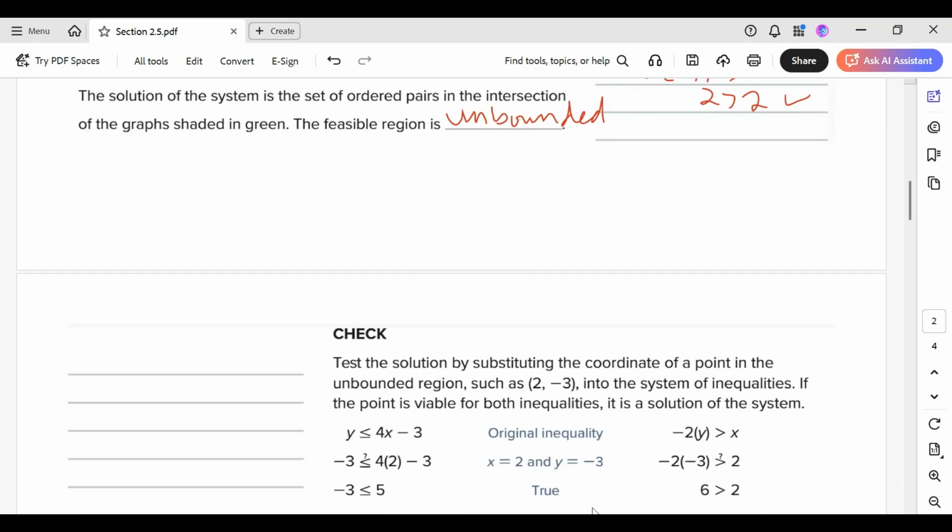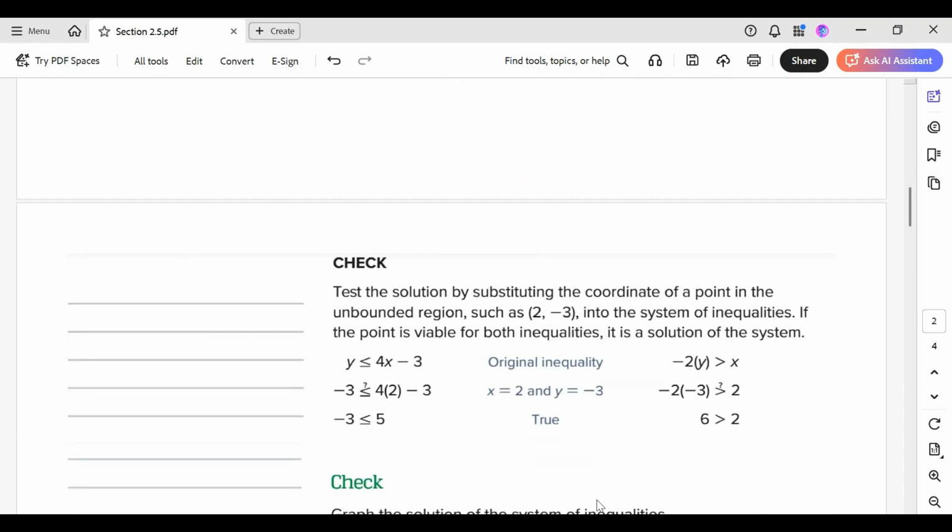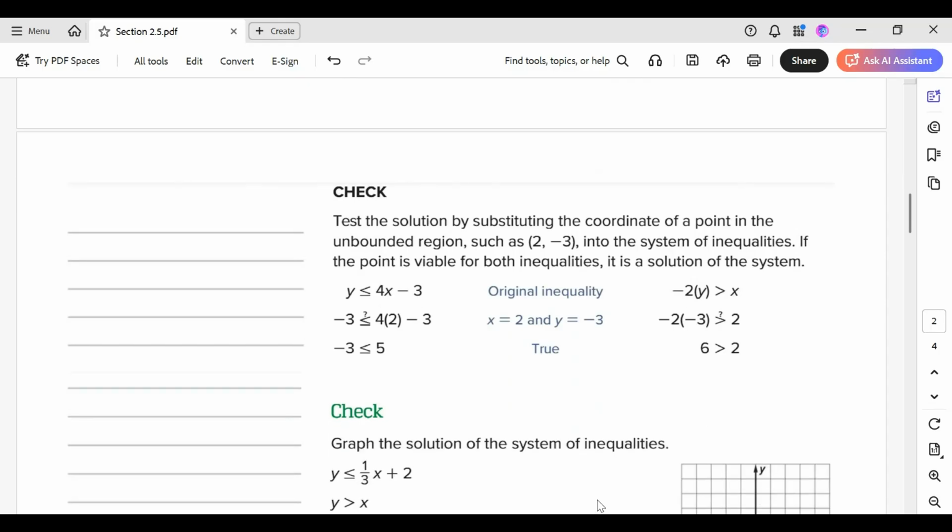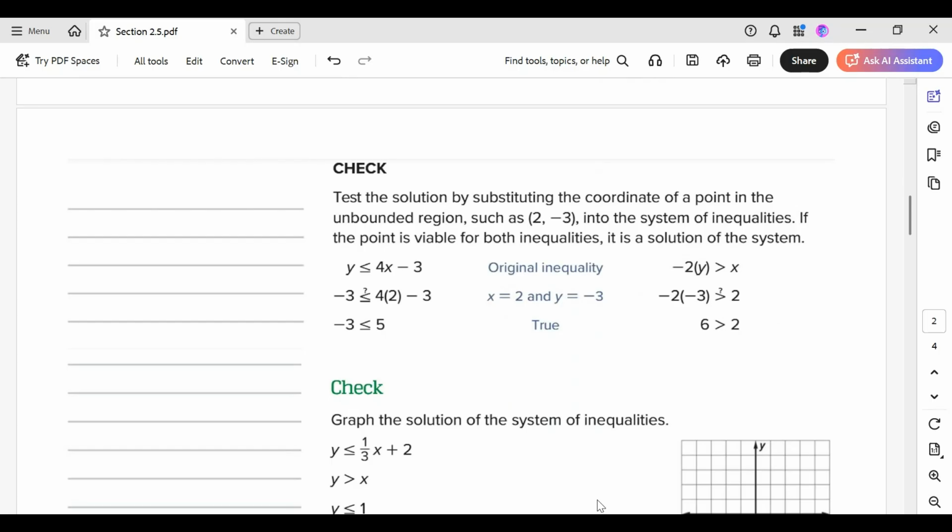Now when we go to our check, it says test the solution by substituting the coordinates of a point in the unbounded region. So they tested the point negative 2, negative 3 and replaced x and y to see if it was a true statement. When they plugged in negative 2 for x and negative 3 for y in the first equation, it resulted in negative 3 is less than or equal to 5. That is a true statement. When they plugged in for y and x again on the other one, 6 was greater than 2, and that is also a true statement.